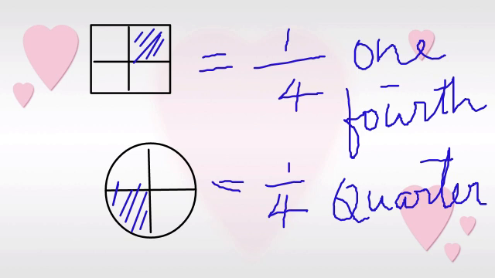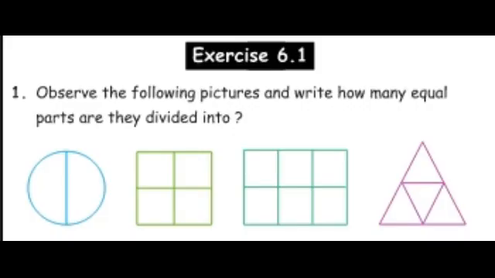So we'll move to exercise 6.1. Now observe the following pictures and write how many equal parts they are divided into. So what is the first picture? Circle. How many equal parts does it have? Only 2. Next one is square. So how many equal parts? 4. Next one is rectangle. How many equal parts do we have? 6 equal parts. And next one is triangle. How many equal parts? 4 equal parts.